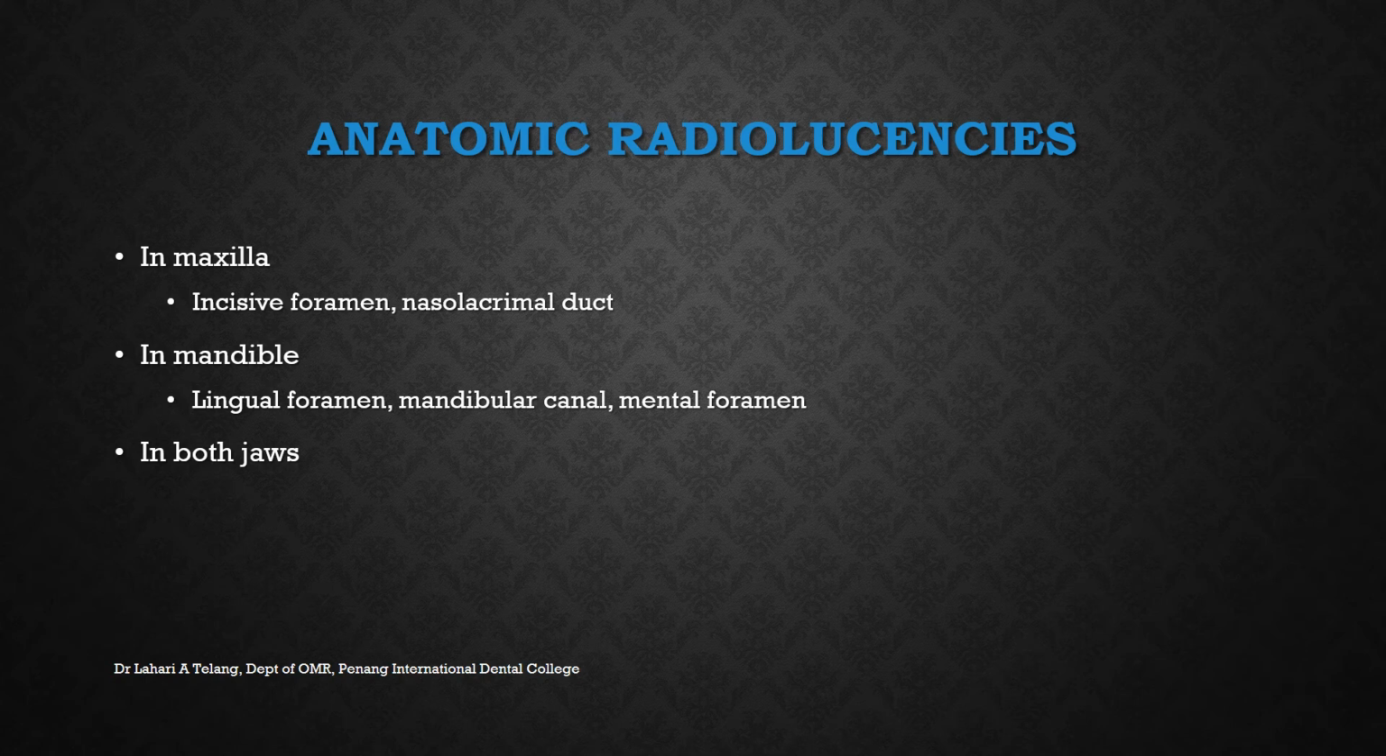Anatomic radiolucencies can be seen in the maxilla or the mandible and shouldn't be confused for pathology. For example, an incisive foramen in the maxilla, the nasolacrimal duct, and lingual foramen in the mandible shouldn't be confused for pathology. The best example was that of a mental foramen superimposing over the apex of the mandibular premolars, being confused for a periapical radiolucency due to a decayed tooth.